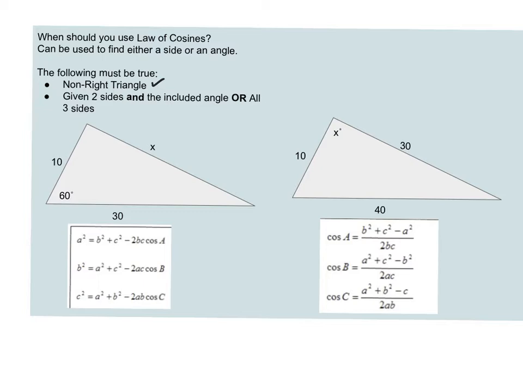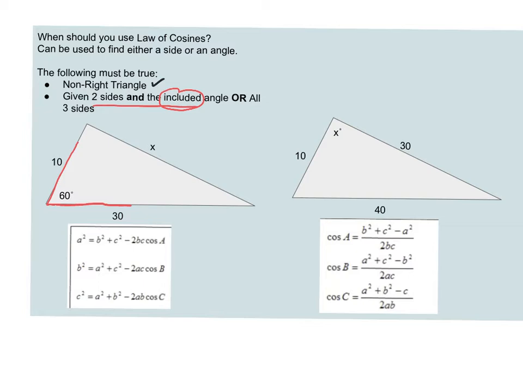The first situation is that you're given two sides and the included angle. It's very important that we say the included angle. By included angle, I mean the angle that makes up the two given sides. In this case, it's 60 degrees. So you will use it then.